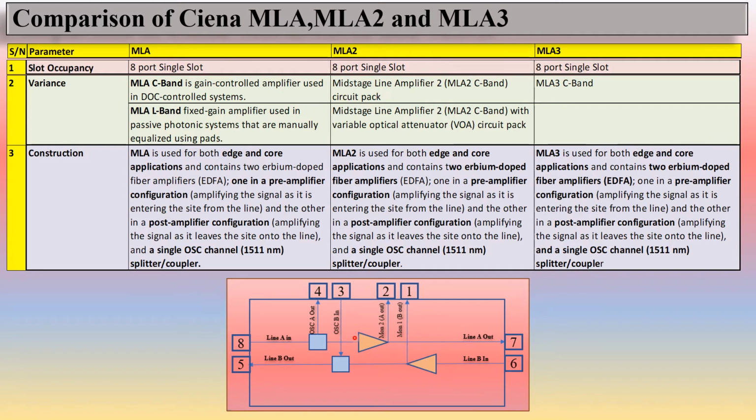You can see here these are 2 alphas used in the construction of MLA, MLA2 and MLA3. One is in pre-amplifier configuration, amplifying the signal as it enters the site from the line. So you are seeing this is the line entering from the other side. This is the pre-amplifier configuration. The second alpha is in post-amplifier configuration, amplifying the signal as it leaves the site onto the line. And a single OSC channel at 1511 nanometers, with a splitter or coupler. You can see this OSC. The same construction applies for MLA2 and for MLA3.